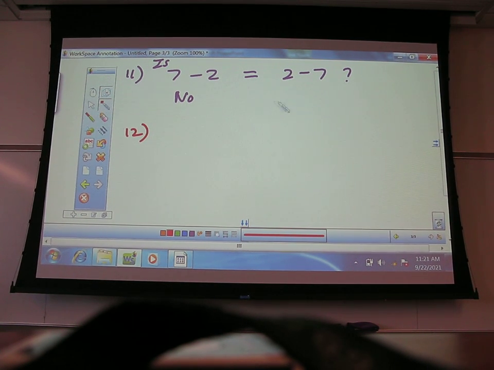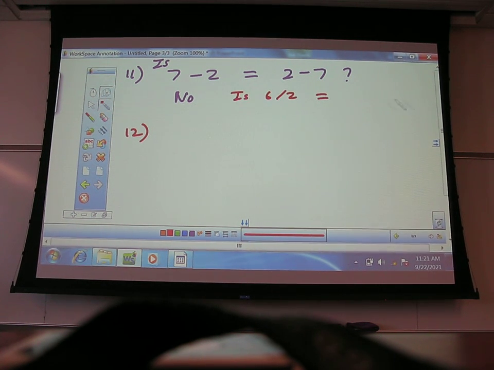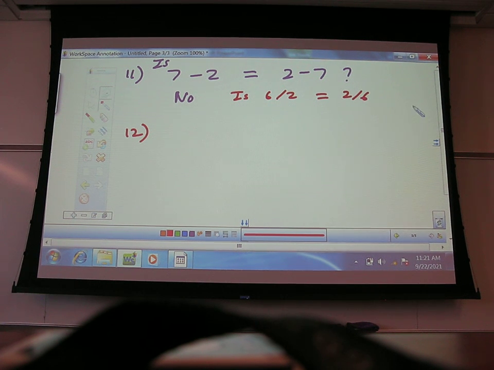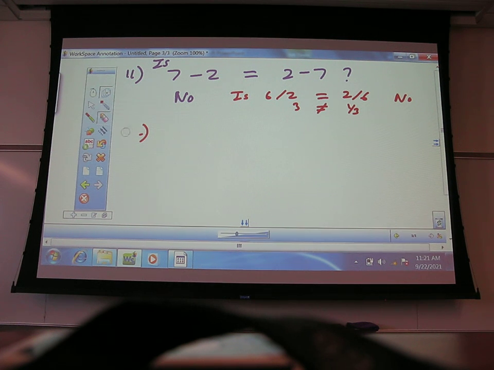Same thing with division. Is 6 divided by 2 the same thing as 2 divided by 6? No, totally not. Right? This is 3. This is 1/3. Totally not the same thing. Good? Okay. Cool. Let's take a look at number 12.